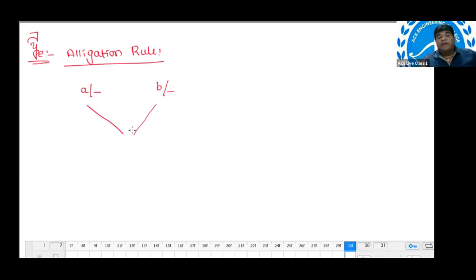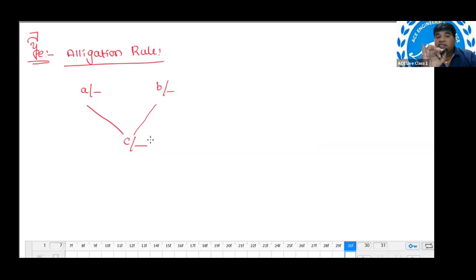After mixing in some ratio, the mean price of the mixture is C rupees per kilo. So in which ratio are you mixing? That is the problem. Are you getting my point now?